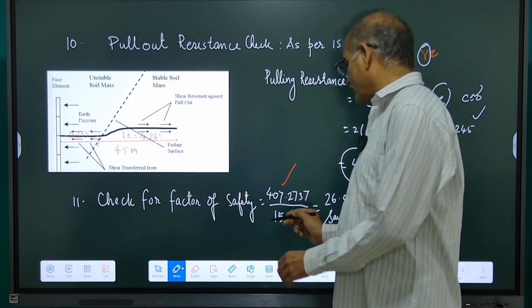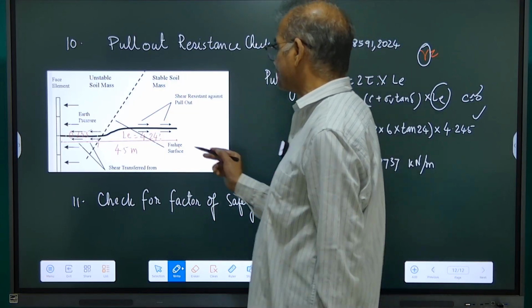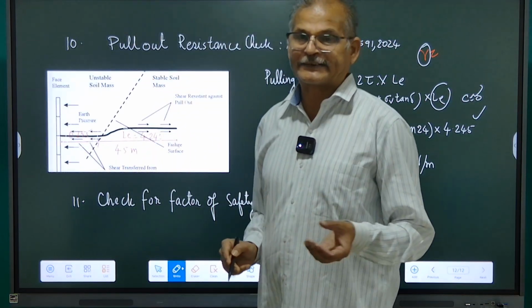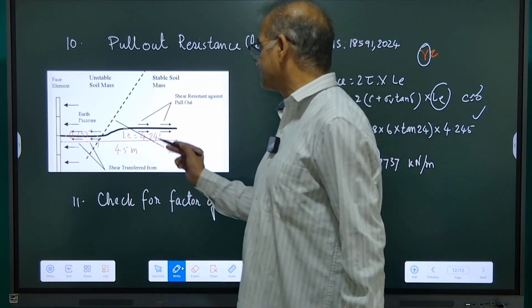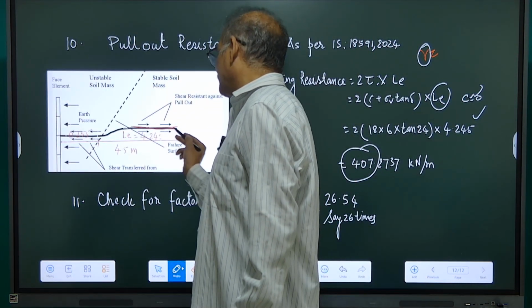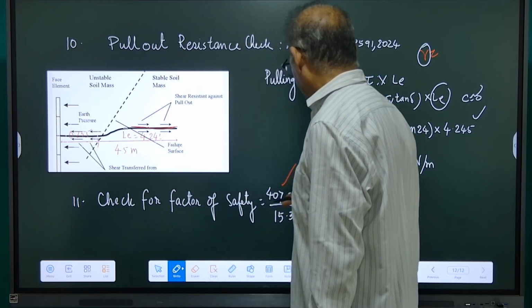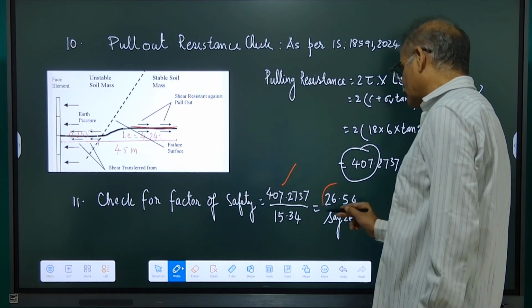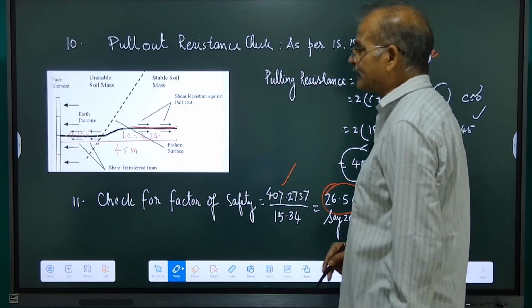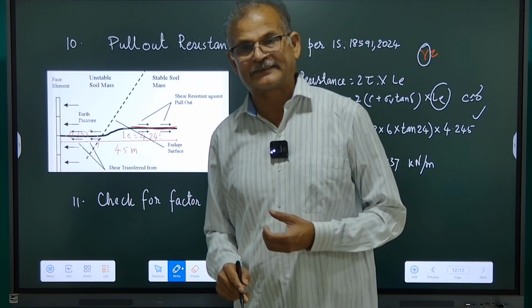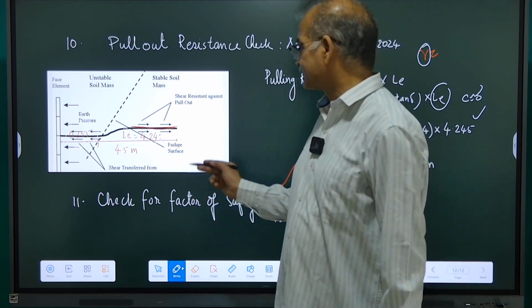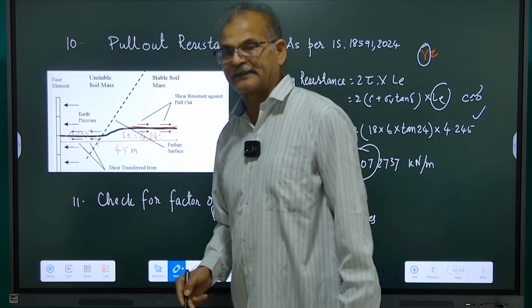Now 15.34 is the tensile strength that will be developed in this reinforcement, whereas available is 407, hence it is 26 times stronger in pulling resistance, meaning 26 times more force will be required to pull this geotextile from the resisting zone.